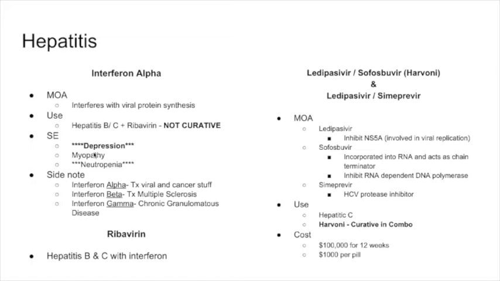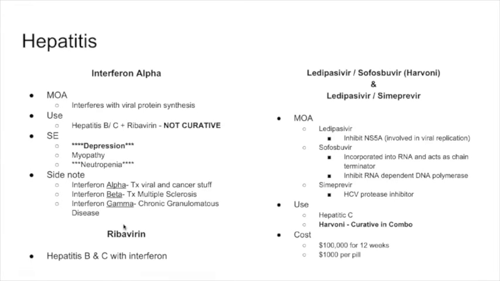As a side note, I wanted to talk about interferon. There is a bunch of interferons. There's interferon alpha, there's interferon beta, and there's interferon gamma. And I wanted to bring it to you in one place. Interferon alpha is used to treat viral infections and cancer. And there's a section in First Aid that specifically talks about interferon alpha. Interferon beta is used to treat multiple sclerosis, and interferon gamma is used to treat chronic granulomatous disease. So these are the three different interferons.